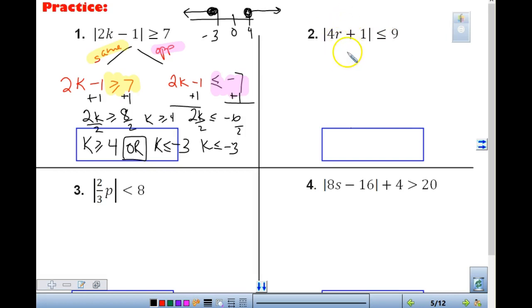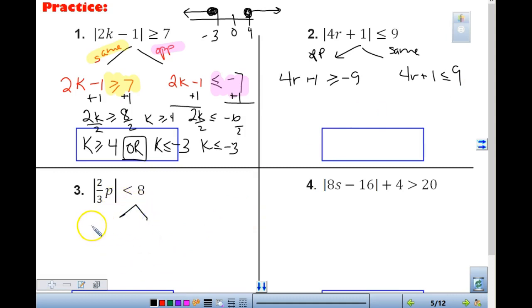So we'll look at this next one. Sometimes people like to do the opposite first. I don't care which one you do, you just have to make sure you keep one the same and one the opposite. 4r plus 1, if we're doing the opposite, is greater or equal to negative 1. If we do the same, 4r plus 1 is less or equal to 9. So please set up and solve those.